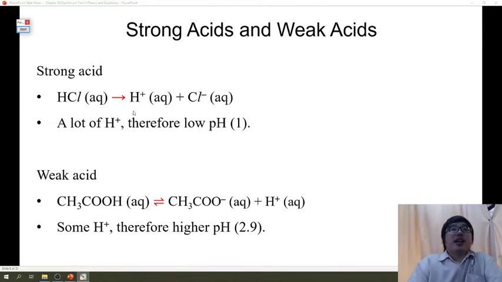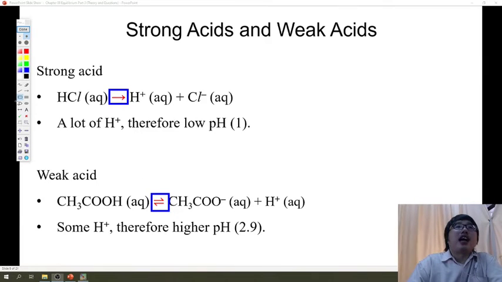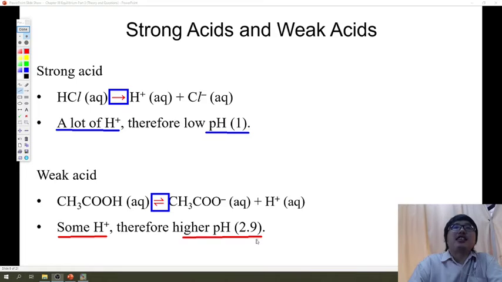Like I said, take note: fully dissociated, partially dissociated. Because there is a lot of hydrogen ion, the pH is low. Because there is only some hydrogen ion, the pH is higher for a weak acid.